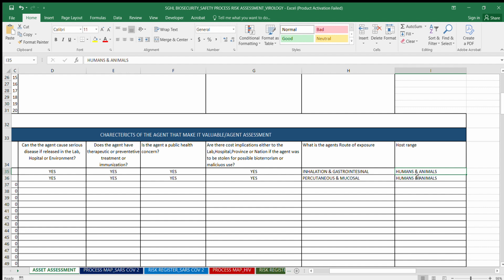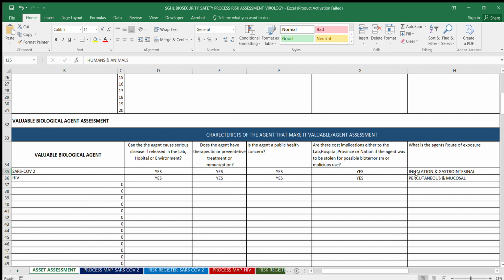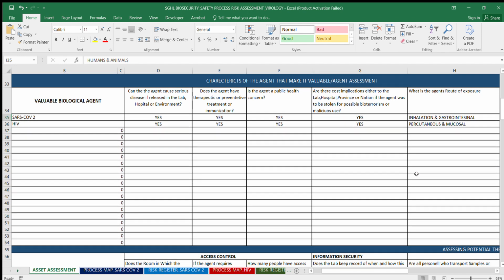For example, if it only affects humans, it means that it will only move from one human to another and nothing in between. So there's going to be a slower dissemination or slower transmission from one person to the other, as compared to something with multiple hosts. Of course, there are other characteristics that you can look at. If you need more of the characteristics, you can check out the pathogen safety data sheets, which you can find online on the Canada pathogen safety data sheets.